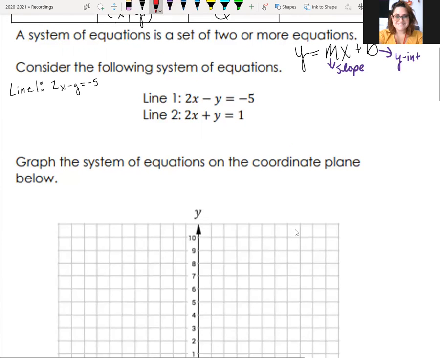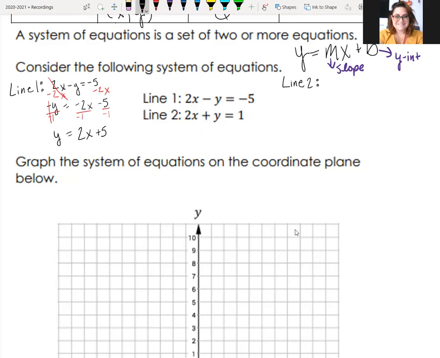So the first thing we want to do is move everything away from y. For this one, that means I'm going to move my 2x to the other side with subtraction. And I now have -y equals -2x minus 5. Now I need to get rid of that negative sign next to y, which means we're going to divide by -1 on all of them. And that'll cancel out my negatives. So now I have y equals 2x plus 5. We'll do line 2 over here.